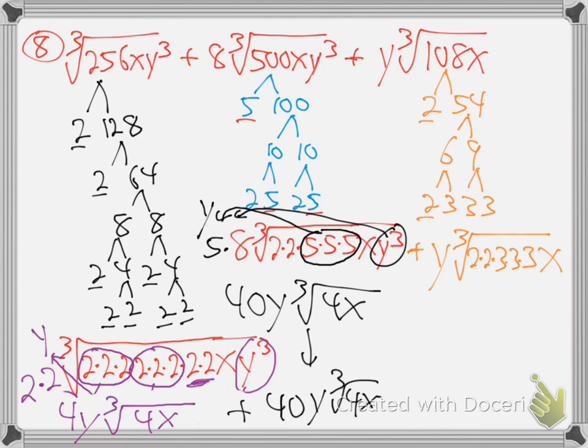So I break it all down. And then it's a 3 for 1 deal, so 3 x's in, 3 3's in, sends 1 3 out. So here, I'll bring it down here, plus 3y cube root, what's left inside? 2 times 2, 4x.